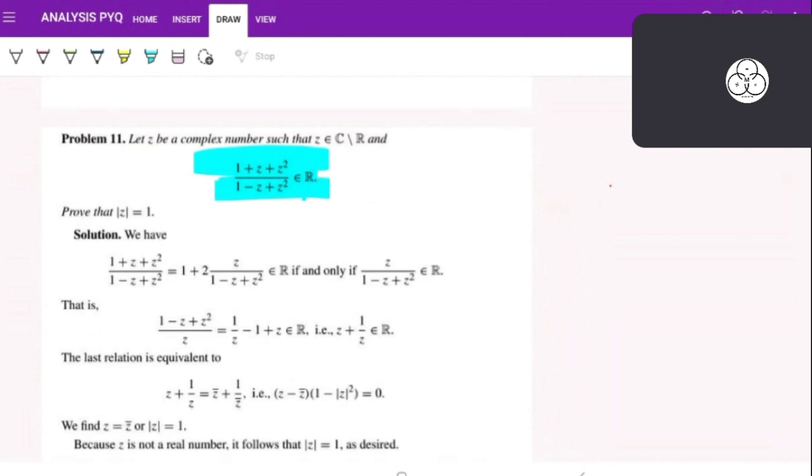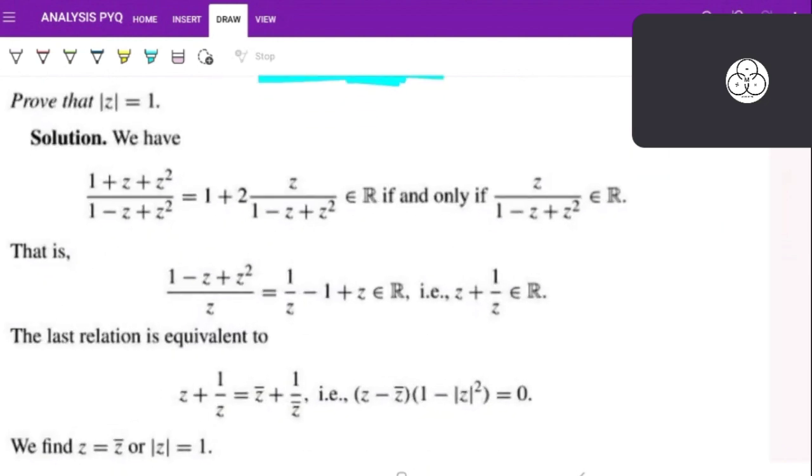See, this belongs to the real numbers; that's given in the question. That's the demand of the question. You can see we need to prove that the value of mod z equals 1. How are we going to prove this? First of all, let us simplify this expression. Now this belongs to the real numbers. 1 is a real number. That means this expression belongs to the real numbers.